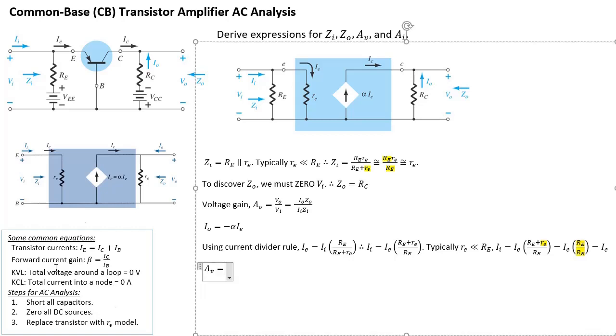So if you look at the expression, it's negative IO ZO, so there's a negative in front. IO is just over here, which is negative alpha IE, so negative alpha IE times ZO. ZO is just RC, from here. So times RC, all divided by II. II is simply, there it is, IE. So all divided by IE times ZI. ZI is little re.